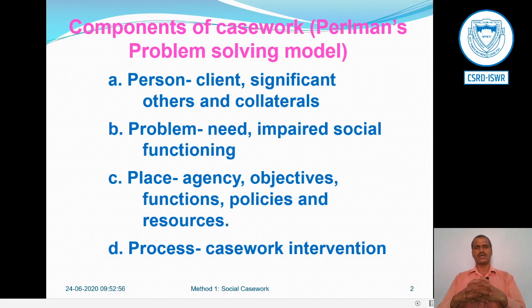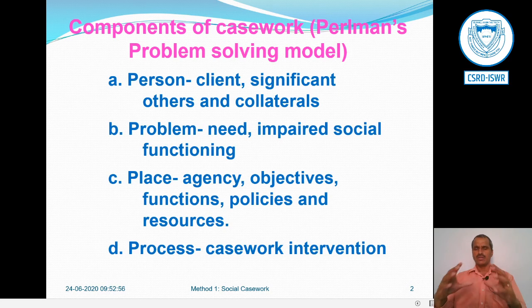Now, how to check whether your treatment was successful? You have to take feedback. After several sessions, you have to take feedback from the child, from the parents, by visiting the school. You take feedback from the teachers and see whether the child has started attending the class. So this is the fourth P. Today we have discussed all the components of casework: person, problem, place, and process.